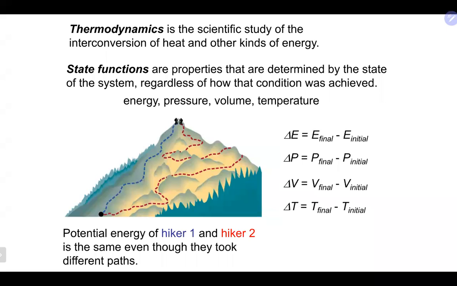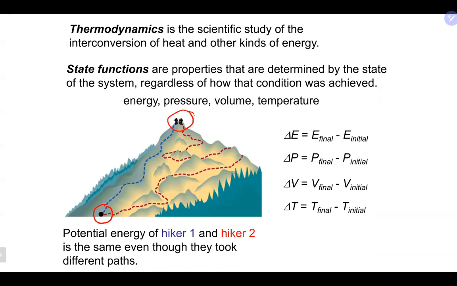For example, if we look at these hikers, they both started here. The blue hiker took the direct route up the hill. The red one took the scenic route around the hill. But at the end, they both ended up in the same location. So in terms of their potential energy, they're both standing in the exact same spot, which means they both have the exact same potential energy based on where they started. So that is the state function.